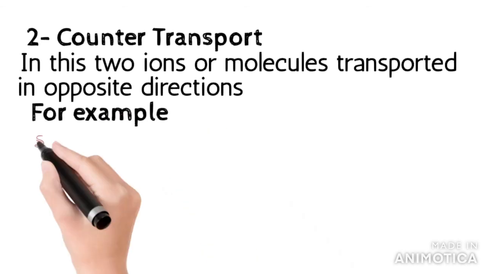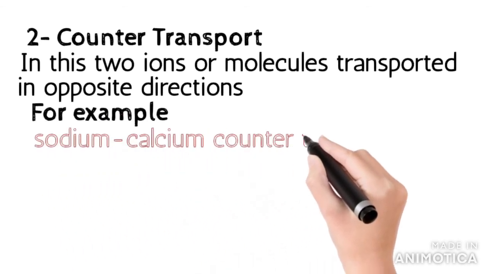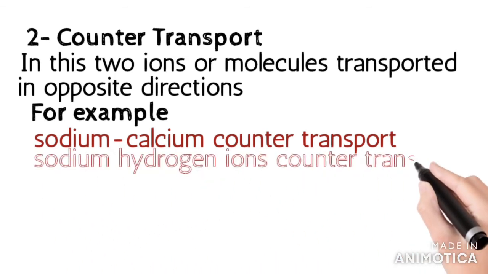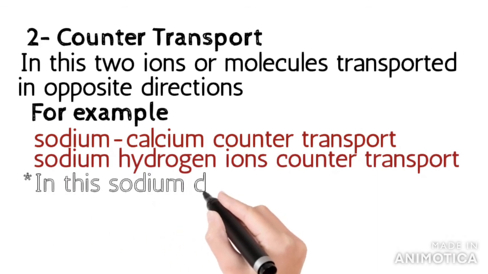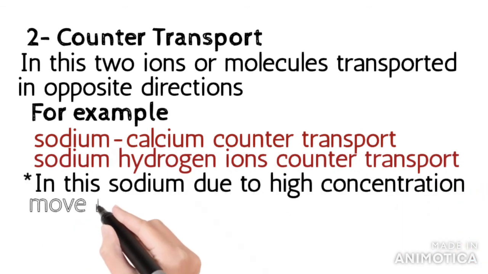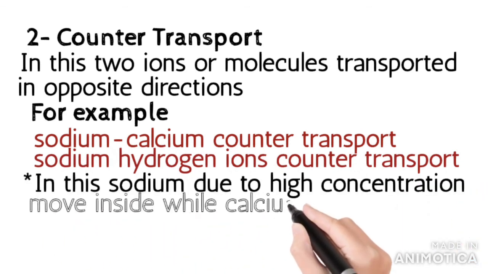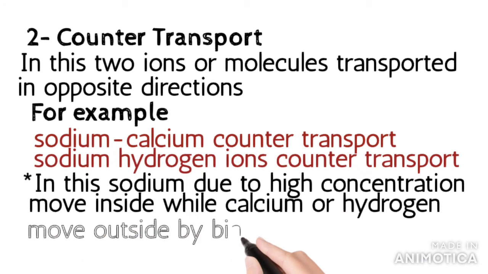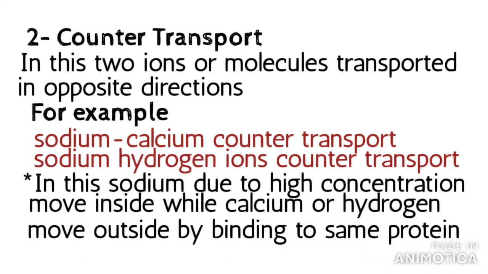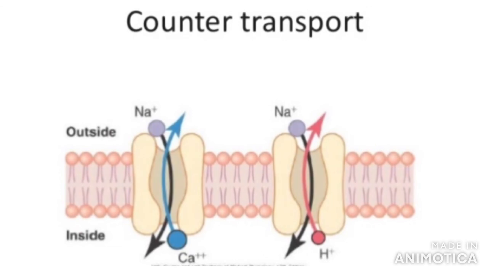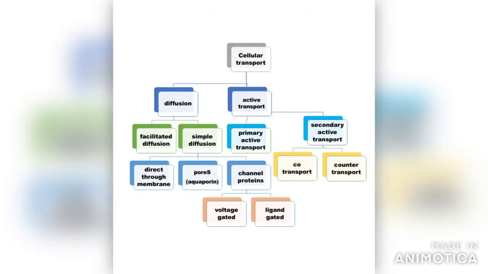Now the counter transport. It is a transport of ions or molecules in the opposite direction. For example, sodium calcium transport, counter transport. In this, the sodium moves inside and the calcium moves outside. Sodium hydrogen counter transport occurs in the same manner as the concentration of sodium is higher outside and lower inside, so the sodium moves inside and causes the calcium or hydrogen ions to move outside the cell. In this picture, counter transport is shown as sodium moves inside and the calcium moves outside.